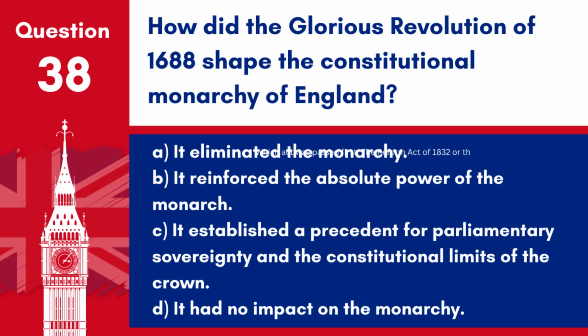Answer C. It established a precedent for parliamentary sovereignty and the constitutional limits of the Crown. The Glorious Revolution led to the drafting of the Bill of Rights 1689, which laid down limits on the powers of the Crown and set out the rights of Parliament, shaping the future of the constitutional monarchy in England.